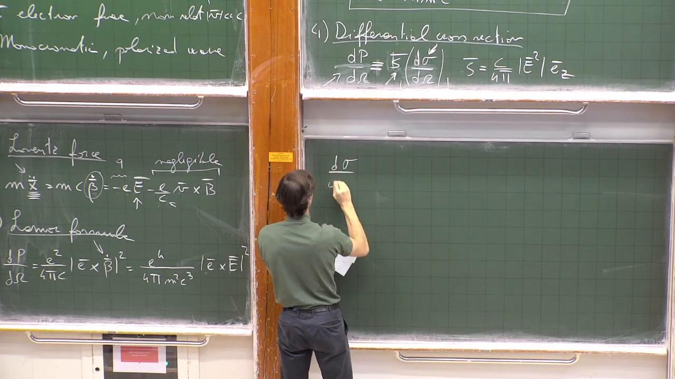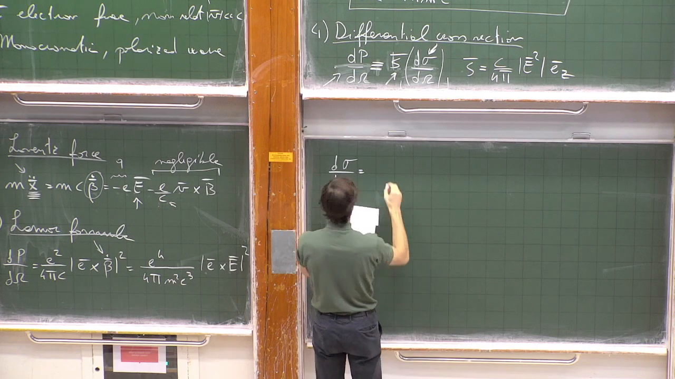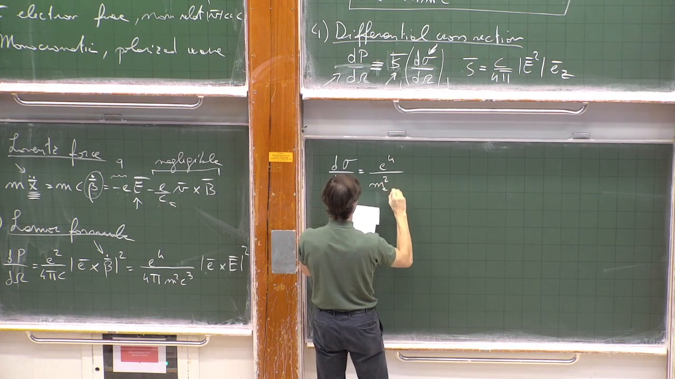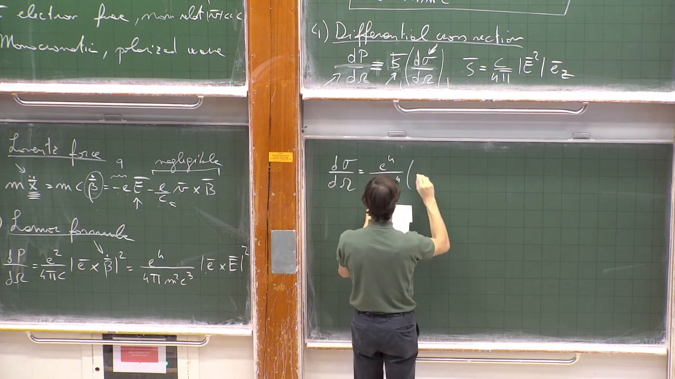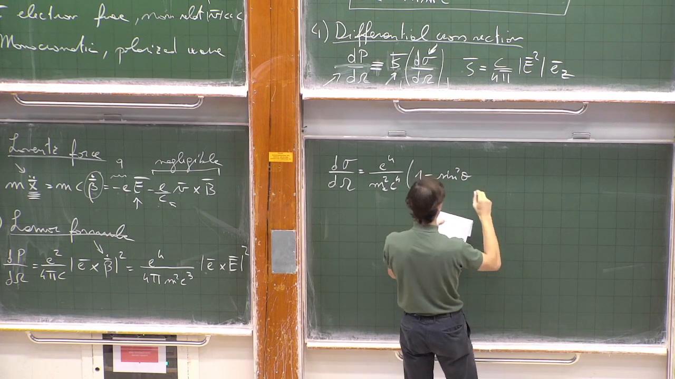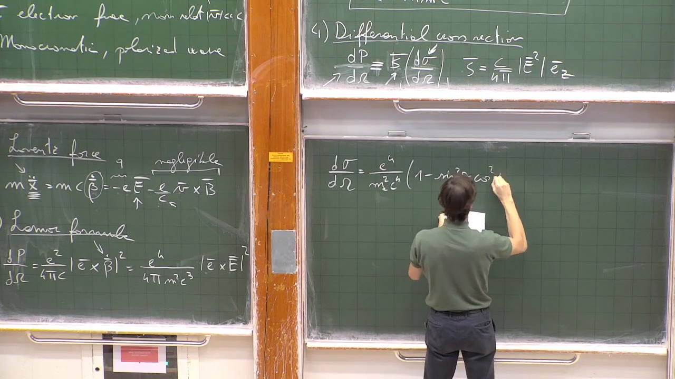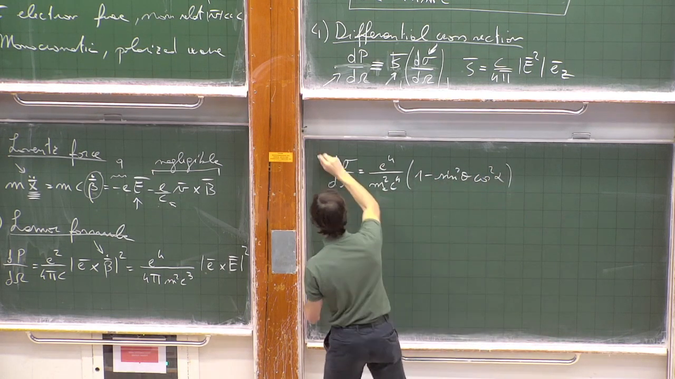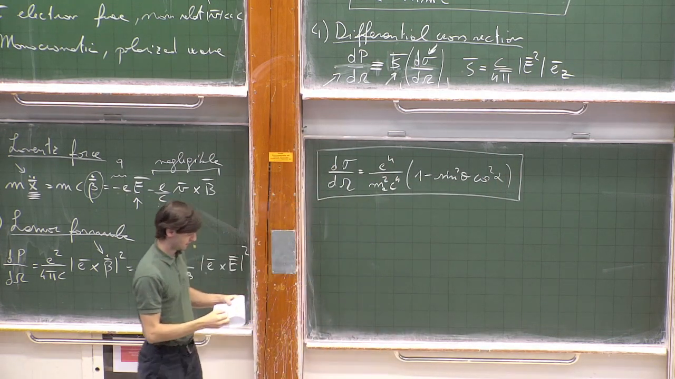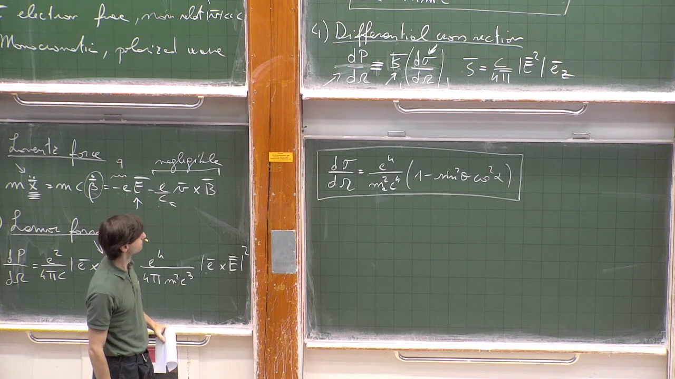The d sigma over d omega is equal to e to the power of 4 over m of our electron squared c to the power of 4, times 1 minus sine squared of theta cosine squared of alpha. That's our differential cross-section.